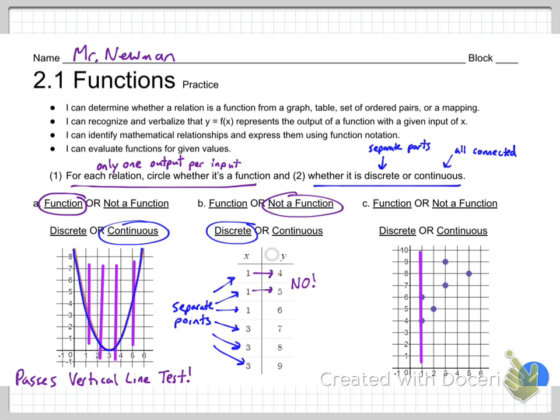For the next graph, I can start with the vertical line test, and all it takes is one bad point or one bad pair of points, and you know right away it doesn't pass the vertical line test, so it is not a function. Also, these are separate points, so it is discrete.